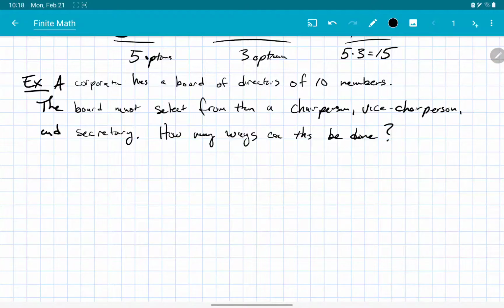Okay, so the question is, how many choices do we have for the chairperson of this board? How many are live options? 10. Thanks, Jake. So the first choice for chairperson, we have 10 choices. How about the second choice? How many do we have to choose the vice chairperson?